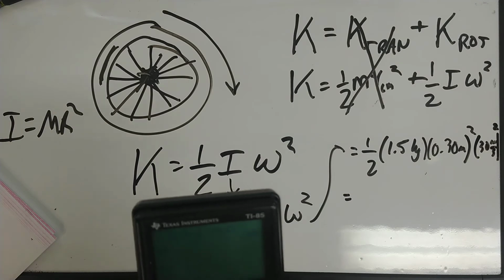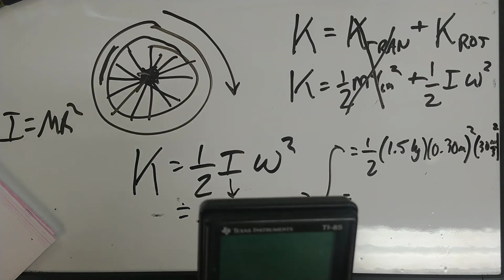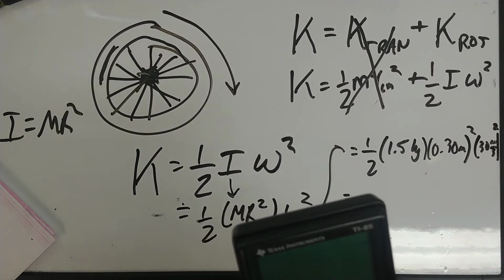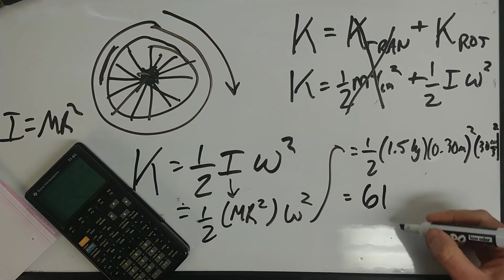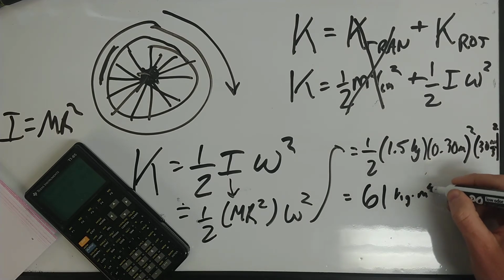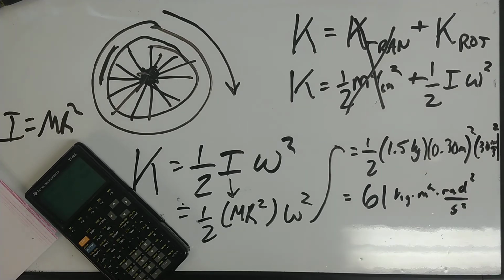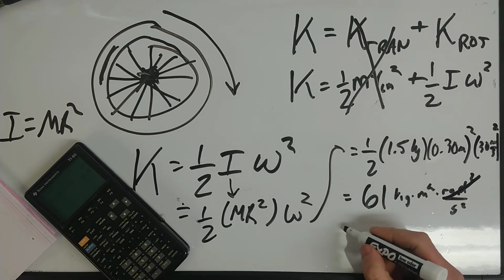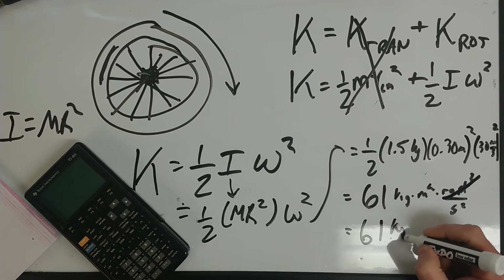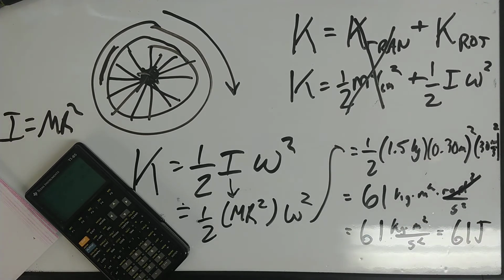So we put it all together, and I'll show you what the units end up being here in a second. So 0.5 times 1.5 times 0.3 squared times 30 squared equals 61. And then what are the units? Kilograms times meters squared times radians squared per second squared. The radians squared we drop. It's an annoying thing, and it's not very satisfying for me just to tell you that, because kids never like that. But it's not really a unit. It's kind of a placeholder. So it's 61 kilograms times meters squared per second squared, which is a joule. 61 joules of rotational kinetic energy.